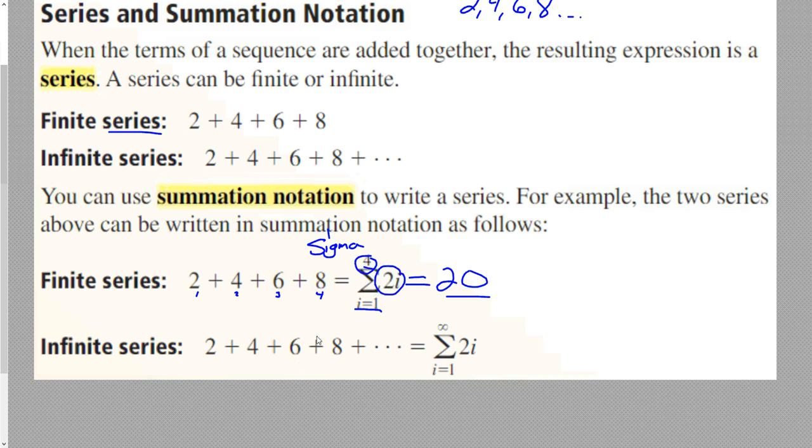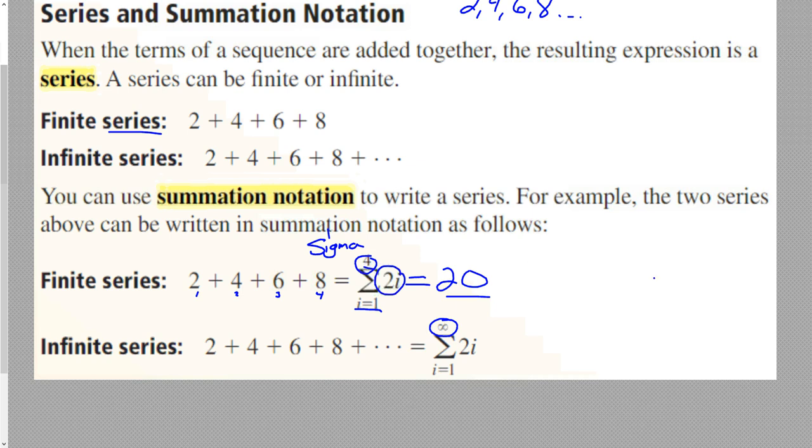For the infinite series, it becomes a little bit more difficult because it doesn't stop. It goes forever. So we write it the same way, but instead of stopping at 4, we're going to put an infinite symbol up there to demonstrate that this goes on forever.